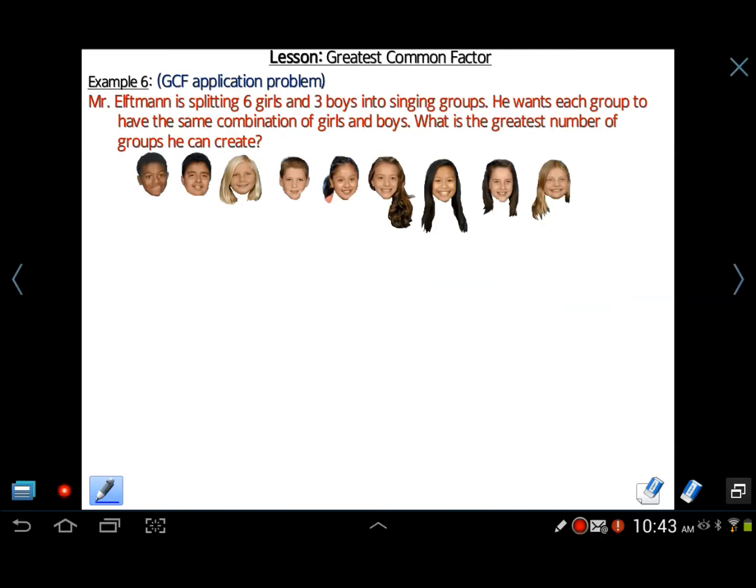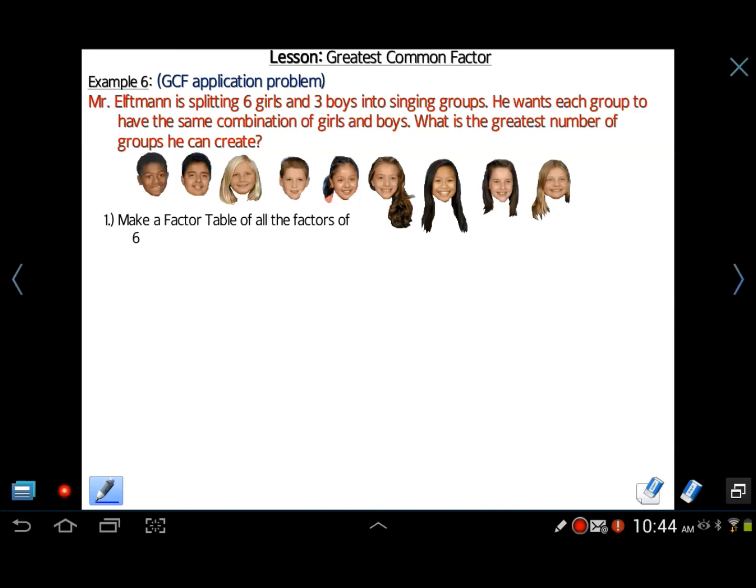Okay, one more example here, and this is an application problem. What we have is Mr. Elfman is splitting 6 girls and 3 boys into singing groups. He wants each group to have the same combination of girls and boys. What is the greatest number of groups he can create? Now with this, you might notice that the word greatest is in there. And greatest is usually a good indicator that you're going to be dealing with something like greatest common factor. If you see something where it says the least number of people or least number of groups, that might have something to do with least common multiple, LCM, which we have not covered yet. We're going to be doing that next.